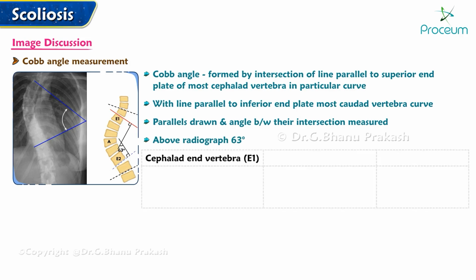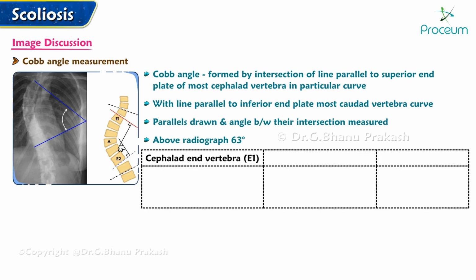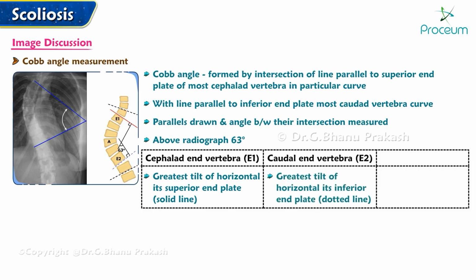The most cephalad end vertebra, or E1, is the vertebra that has the greatest tilt from the horizontal of its superior end plate, or the solid line. The most caudal end vertebra, or E2, is the vertebra that has the greatest tilt from the horizontal of its inferior end plate, or the dotted line. The apical vertebra, or A, is the most laterally deviated vertebra from the midline. Drawing lines along several vertebrae near each end of a curve, or the dashed lines, is helpful in determining that with the greatest tilt.